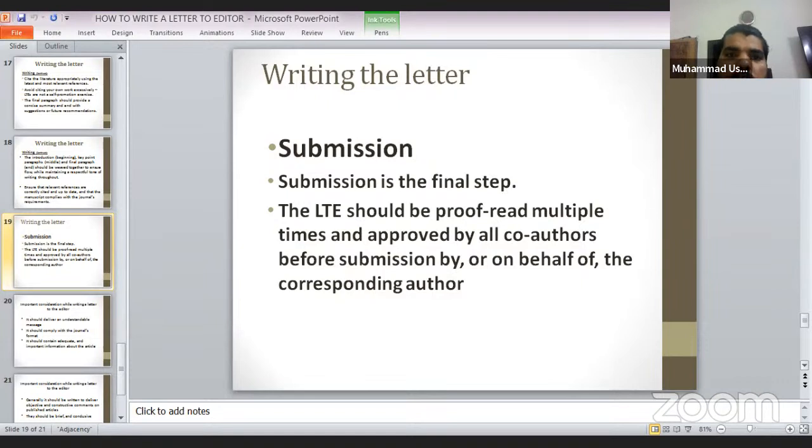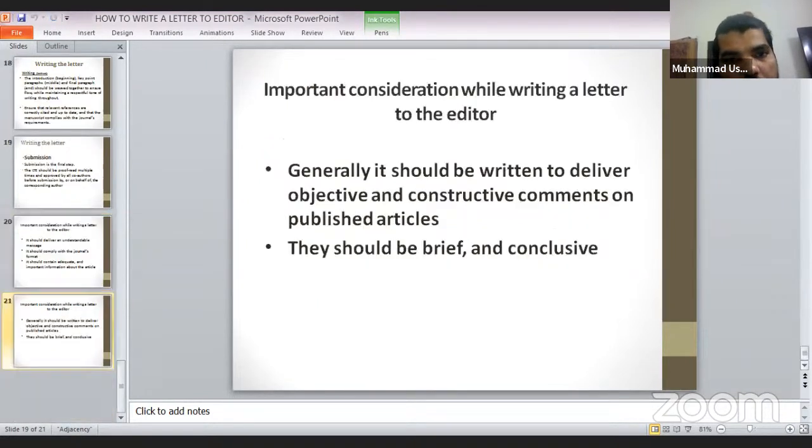And submission is the final step. Your letter to editor, that is LTE, should be proofread multiple times, and you should also incorporate proofreading by all the co-authors, because sometimes you just overlook a mistake, and the other person can detect that mistake before submission. This would make sure that your letter to editor is foolproof or mistake free, and it is going to increase the quality of your research publication.